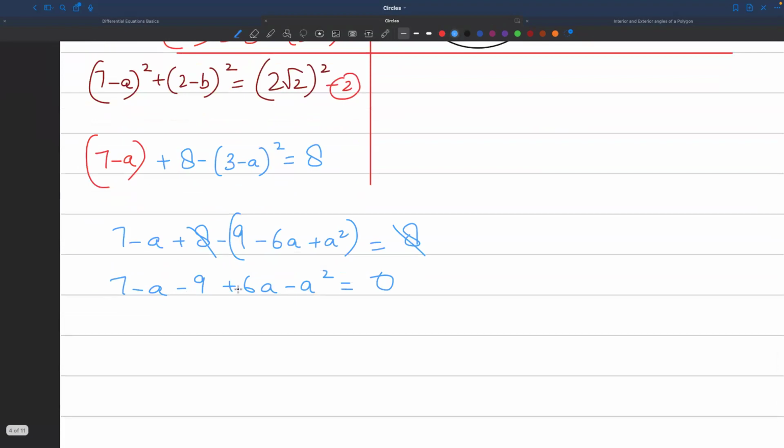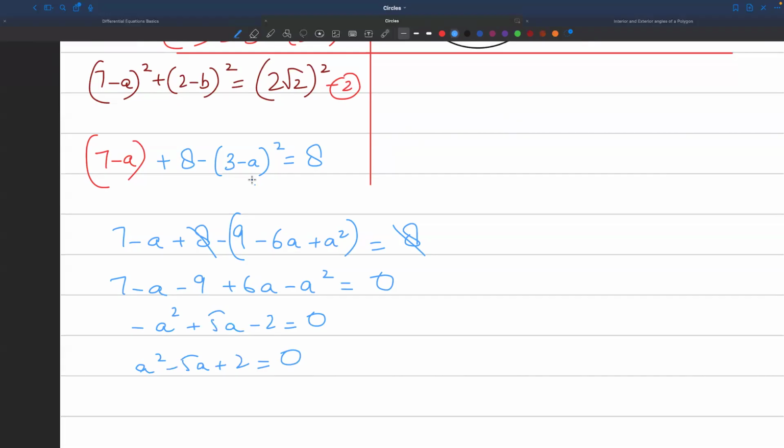Minus a plus 6a, how much is that? Plus 5a. 7 minus 9 is minus 2 equals 0. A squared minus 5a plus 2 is equal to 0. Using this, I will have two values of a, meaning two coordinates for the center, and then I can get two values of b as well.